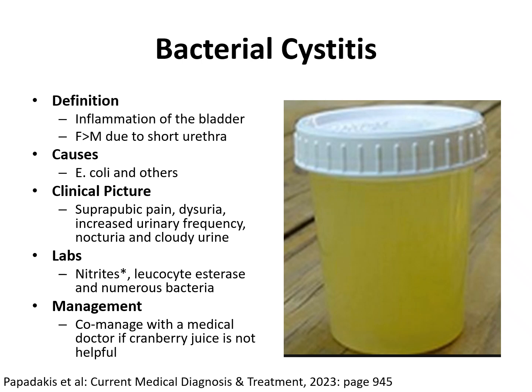Management of a patient with bacterial cystitis is co-managed with a medical doctor if cranberry juice does not help. Now, some people may prefer not to use cranberry juice, but use the cranberry juice concentrate in capsules. It contains a concentrated form of the particular compounds that are useful in preventing E. coli and other bacteria from sticking onto the inside of the bladder wall and then colonizing the bladder wall and then causing an infection.